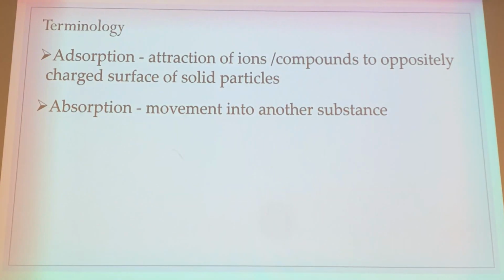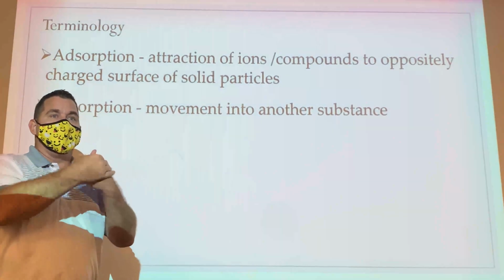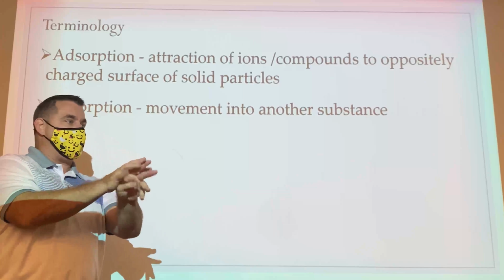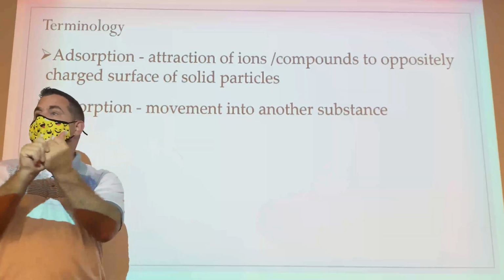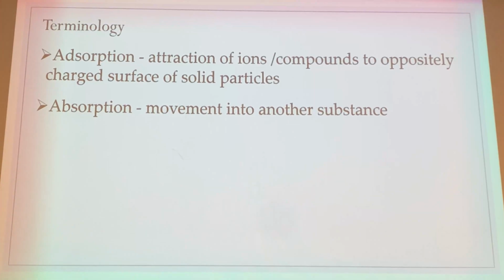So adsorption with a D is an attraction between oppositely charged surfaces on particles, but it is not taken up, it is just held onto that soil colloid. Absorption with a B is much different. Absorption is like when we apply hand sanitizer, and once that hand sanitizer, or even lotion, absorbs into my skin, we cannot get it back out.